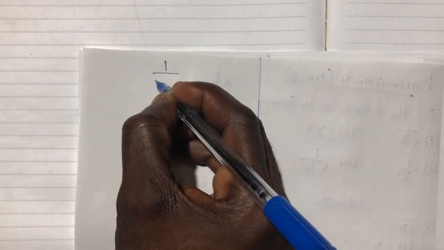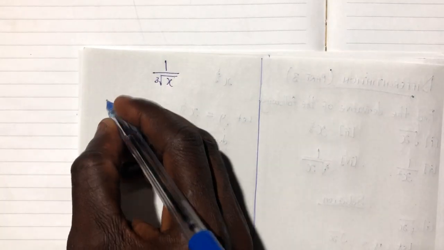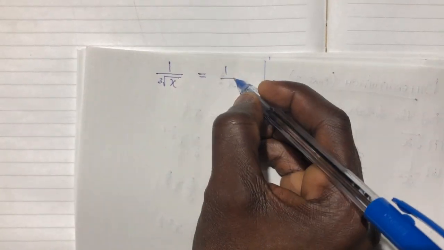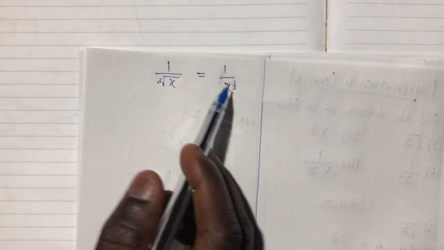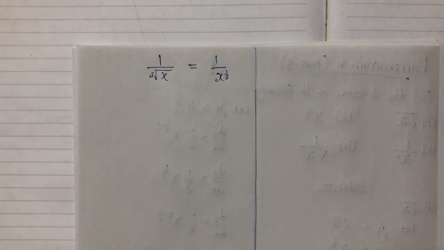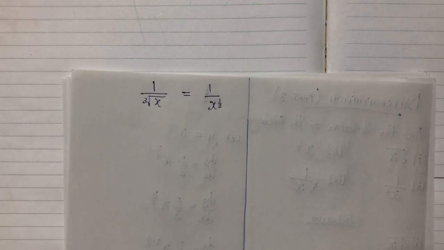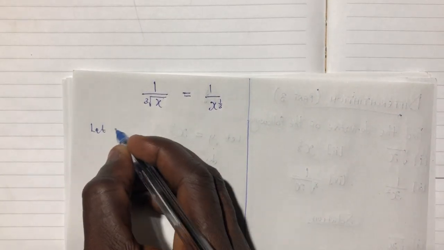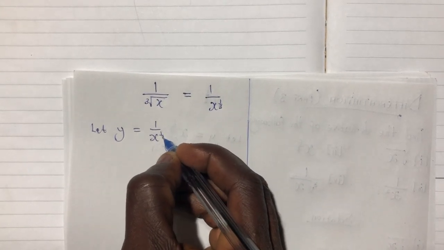The last example, the question was 1 out of cube root of x. So we say that this is the same as 1 out of x raised to the power 1 over 3. Cube root of x is the same as this. So I can now name the function: let y be equal to 1 out of x to the power 1 out of 3.